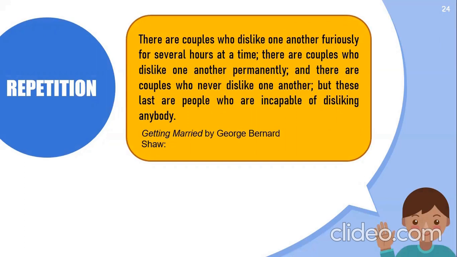Now let us understand with the help of this example. There are couples who dislike one another furiously for several hours at a time. There are couples who dislike one another permanently, and there are couples who never dislike one another. But these last are people who are incapable of disliking anybody. Now this extract is taken from George Bernard Shaw's play Getting Married. Now, as a reader, I have not read the play, but from this extract, I can definitely interpret why George Bernard Shaw is repeating the phrase "there are couples."